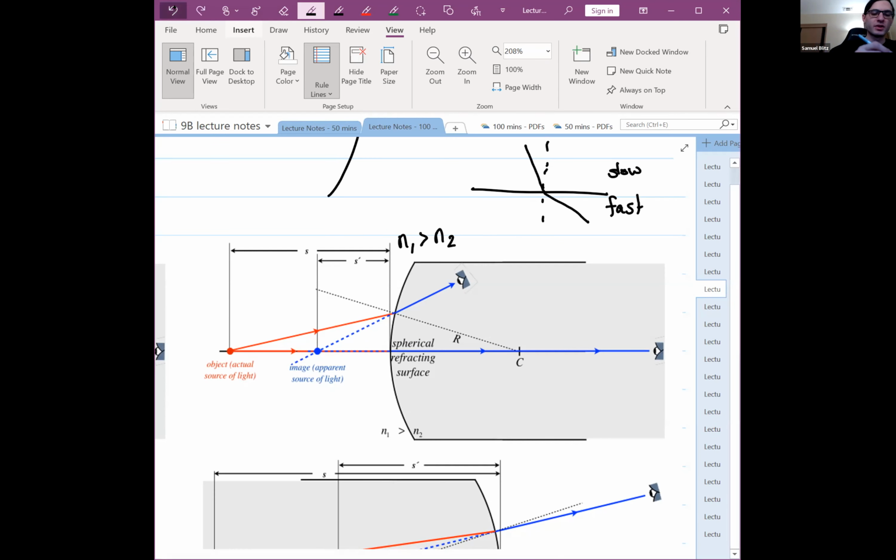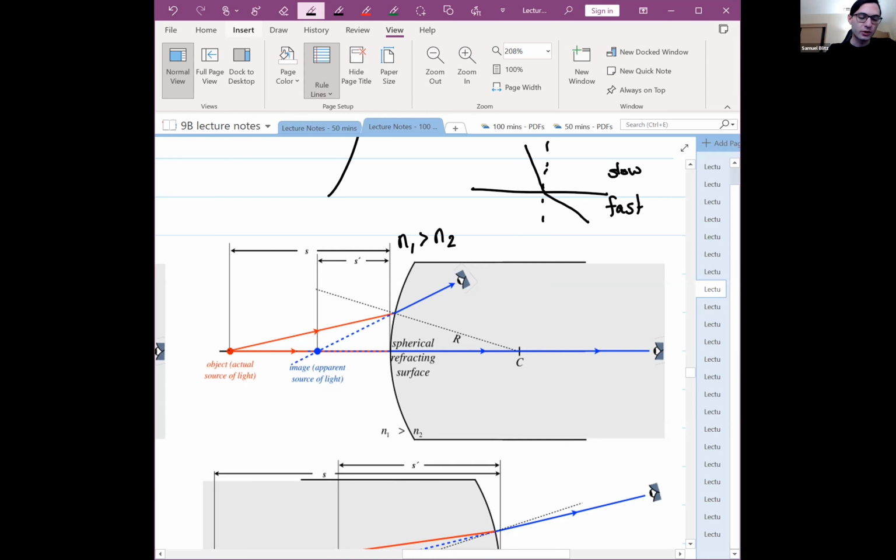I want to erase that. Sorry. So we again just send one straight through. That will always pass straight through because it's perpendicular to the interface. The next thing, though, is what about the ray that we emit at an angle?